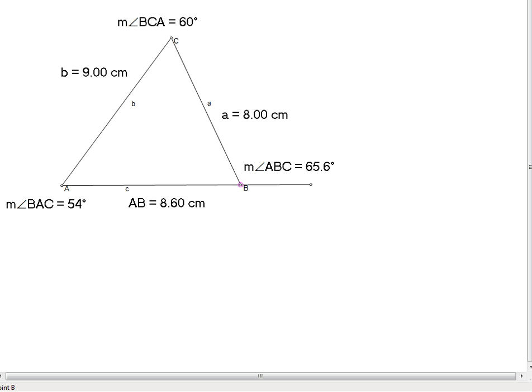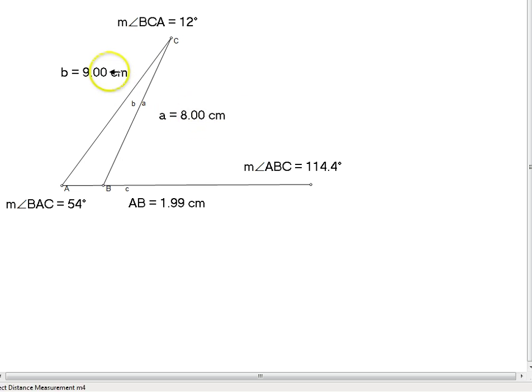Okay, so according to the given information, I have to keep side A at 8, I have to keep side B at 9, and this angle has to stay 54 degrees. Okay? So I'm going to move this point along this line. Notice side B here hasn't changed, the angle A hasn't changed. I need to move this point so I can get this side back to 8. Get as close as I can and make it 8. Again, I have side A still equals 8, side B equals 9, and angle A equals 54 degrees, but I have quite a different triangle.